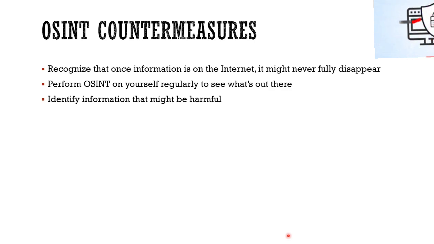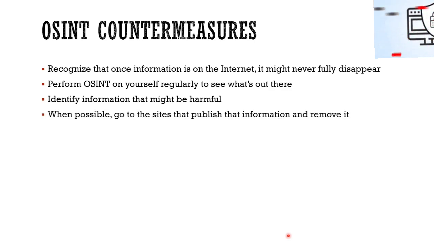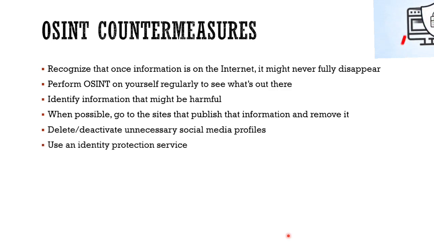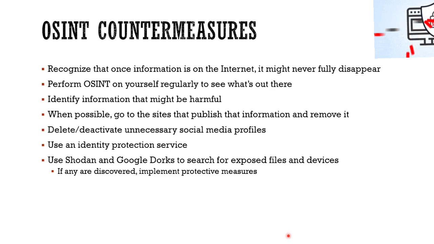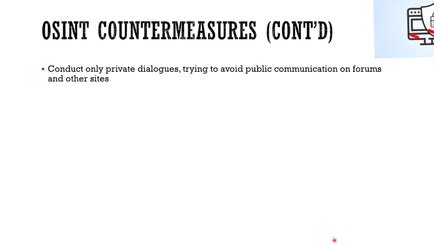Identify information that might be harmful, and if possible, go to the sites that publish that information, try to remove it. Delete or deactivate unnecessary social media profiles. Use an identity protection service. Use Shodan and Google Dorks to search for exposed files and devices, and if you discover them, try to implement protective measures like delete things or shore them up or patch them. Conduct only private dialogues. Try to avoid public communication on forums and other sites.